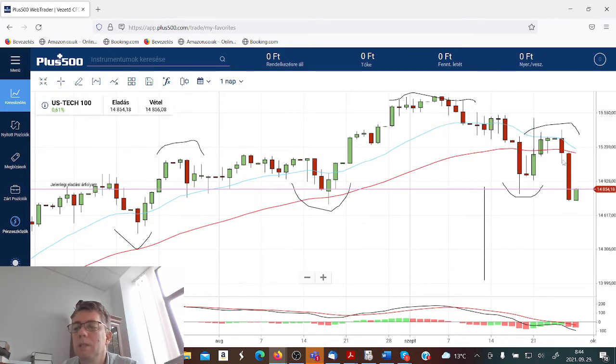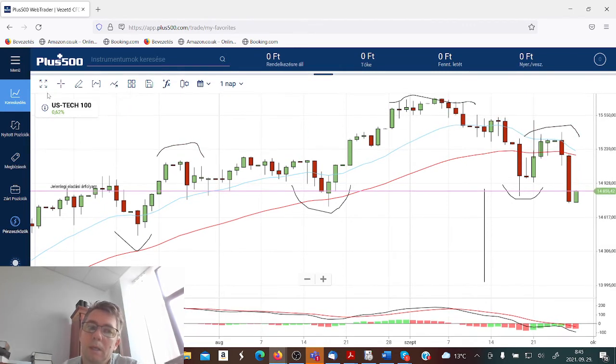What I'm doing is actually shorting these indices, and I put my stop loss above this high, because if we get above this high, then we will have a higher high and then the trend reverses. But right now what I'm doing is I'm shorting this market.